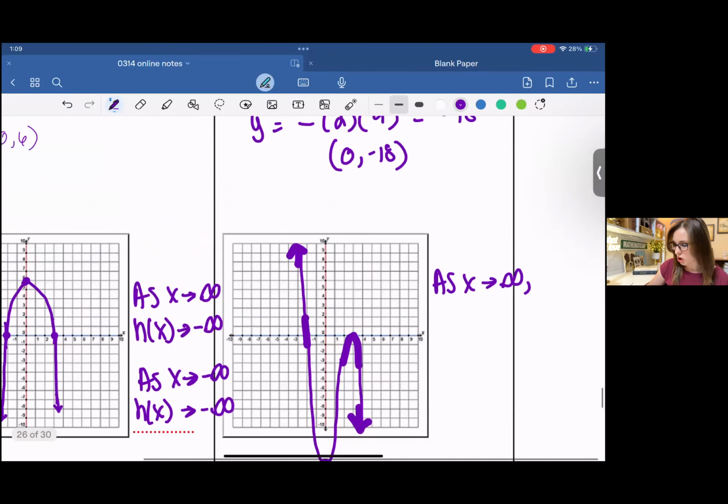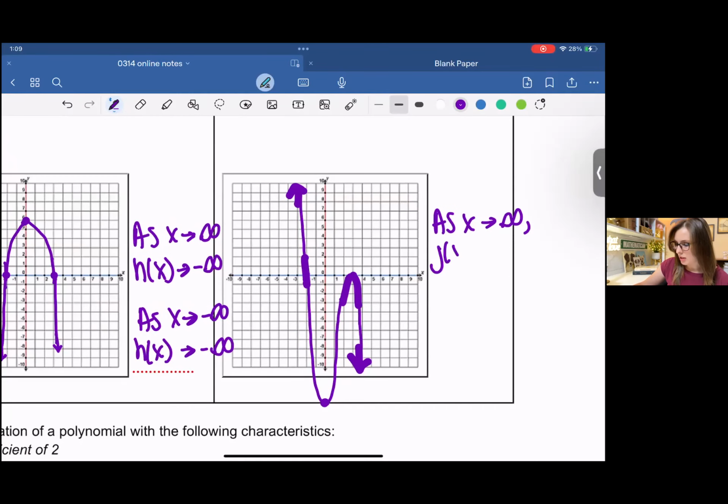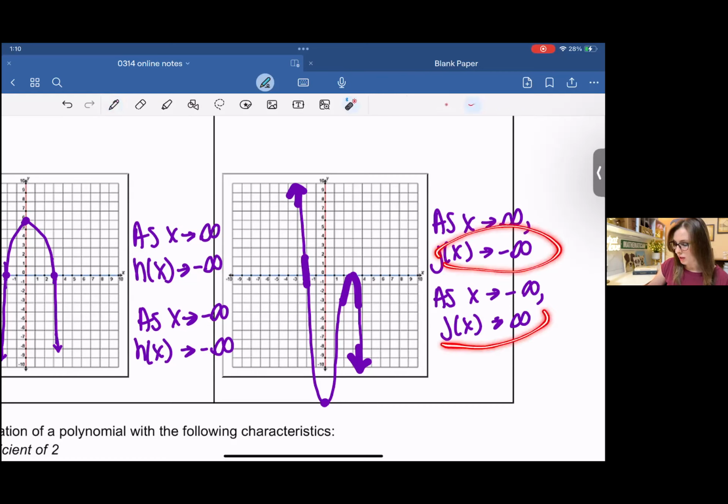Is this j of x? Yeah. J of x is going in the negative infinity direction. And then as x approaches negative infinity, j of x is going in the positive infinity direction. So the y values are going in opposite directions. That's kind of what that's showing. So that's all. That's how you would do that. That's how you sketch a graph, describe the end behavior, and that's it.